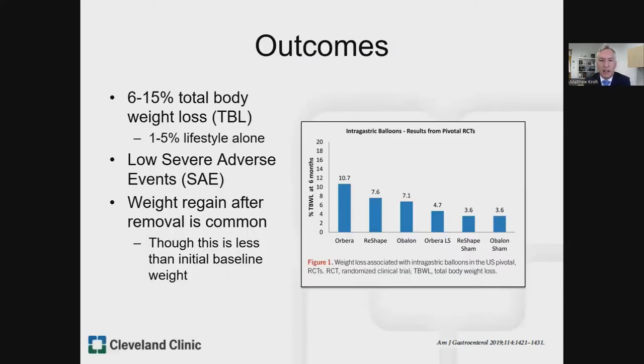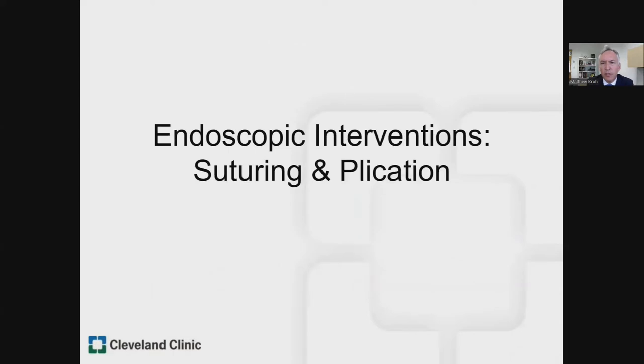And if we look at the data on this, this is weight loss associated with intragastric balloons in US pivotal randomized control studies. Expectation can be about 6 to 15% total body weight loss versus 1 to 5% in terms of lifestyle alone, with low severe adverse events. And often we see that weight regain after removal can occur, though this may be less than initial baseline weight. This has prompted interest in other approaches as primary endoluminal procedures.